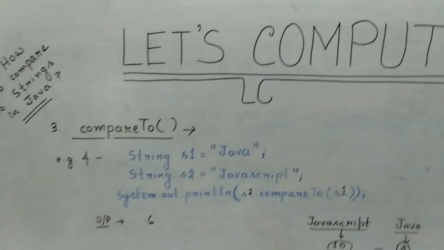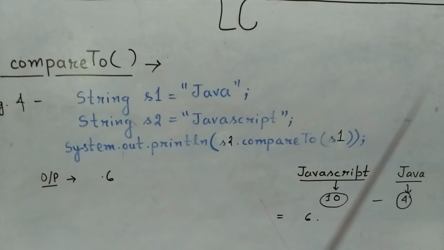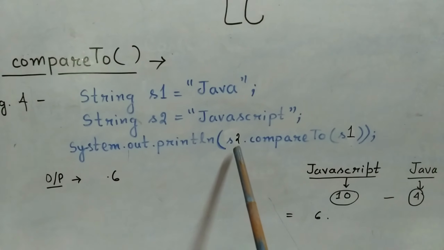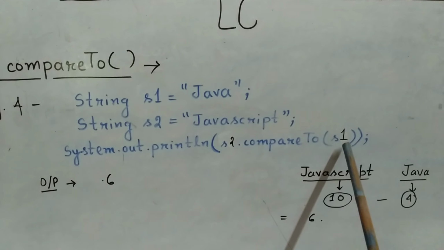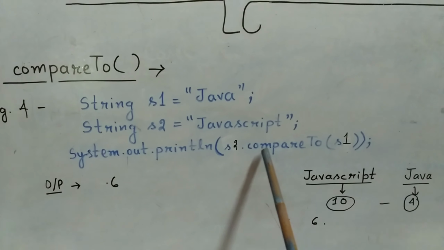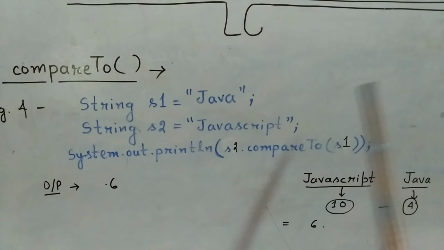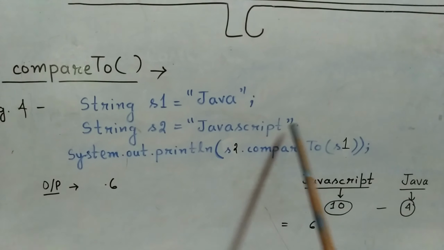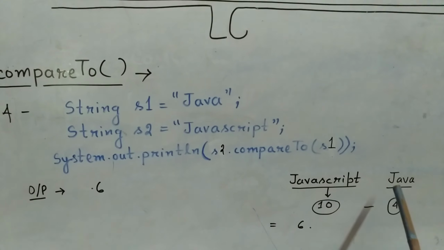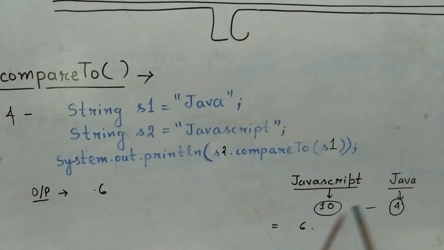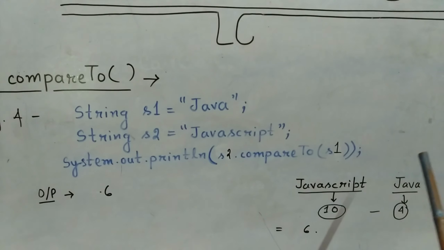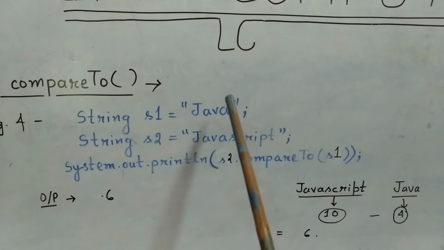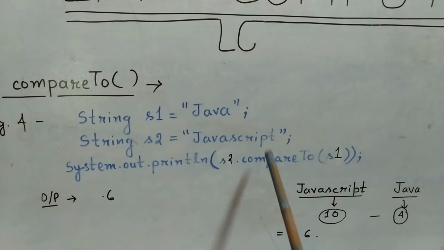The fourth example is actually same as the third one, but the locus of control has been changed. Here you could see it: s2.compareTo(s1). Hence the string s2 is being compared to s1. Now it returns 6 as output. How? The length of JavaScript is 10 and the length of Java is 4. 10 minus 4 equals 6. And you know that this happens only if the two uneven strings in order of length are being compared.